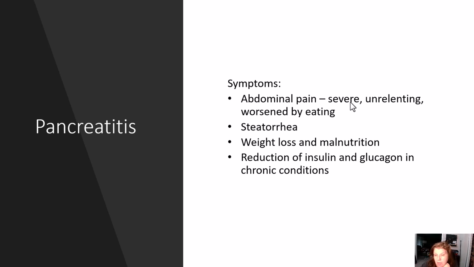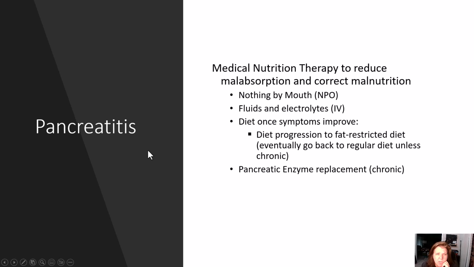And we can have difficulty controlling our blood sugars because of the reduction of insulin and glucagon in chronic conditions. So the way that we treat this, or what we call medical nutrition therapy, is we want to reduce malabsorption and correct any malnutrition. That's kind of our long-term goal.